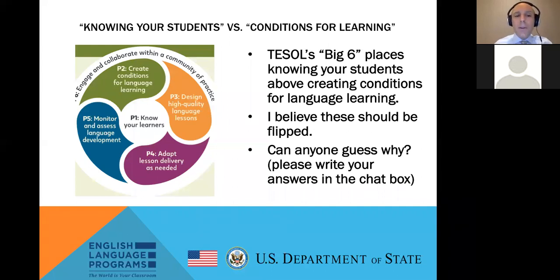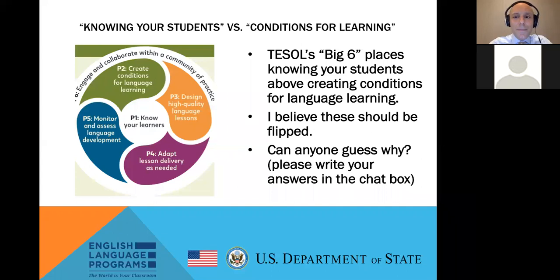However, based on my personal experience, it's my belief that the second principle, creating conditions for language learning, is the one I would put at the heart of the TESOL Big 6 if I were designing this. So I'm going to ask all of the participants out there, why do you think I would advocate for swapping these 2? Why would everyone just think for a second, why do I think it's important to create good conditions for language learning, at least as important, if not more important, than knowing your learners? Is there anyone out there that would like to write an answer into the checkbox?